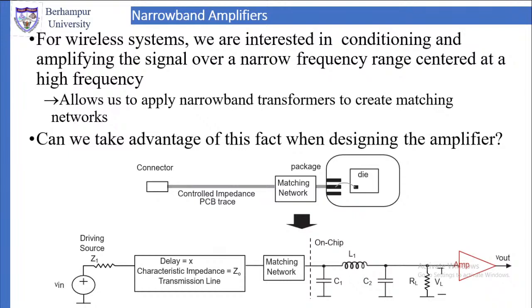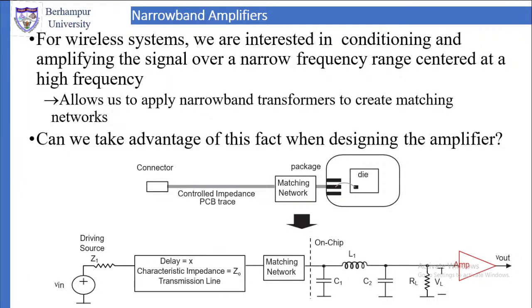So there is a connector. From the connector it is connected to a matching network through a controlled impedance PCB trace. Then the output of the matching network is connected to the packaged chip. Its equivalent circuit you can see. The connector is connected to a driving source, so Vin is connected to the connector. The driving source will have Z1 as its driving impedance.